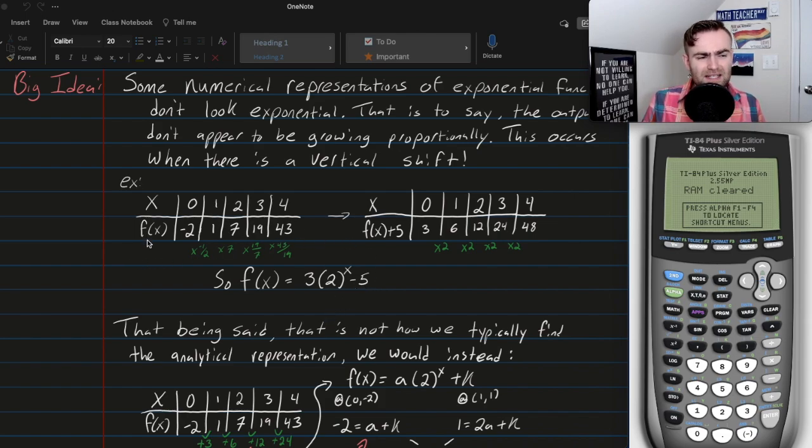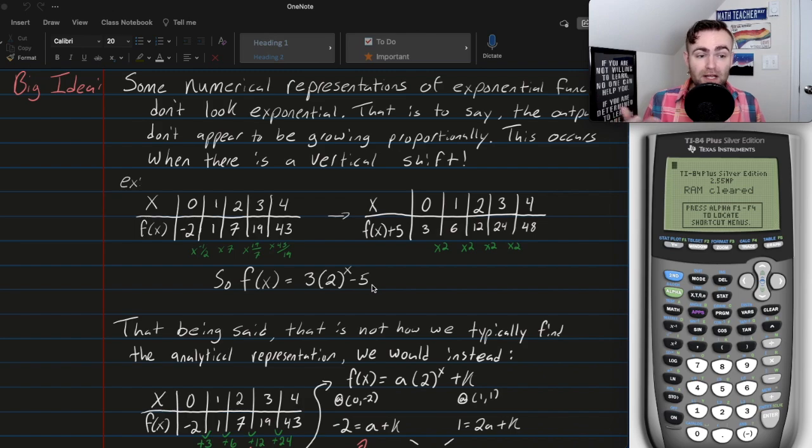Well, if we take f of x and add 5 to every output value, we get this over here, which does convey an exponential pattern. This 3 to 6 to 12 to 24 to 48 is all multiplication by 2. So this function is 3 times 2 to the power of x. But since this function is 5 larger, f has to be 5 less. So we have that vertical shift down. How in the world do we tell?